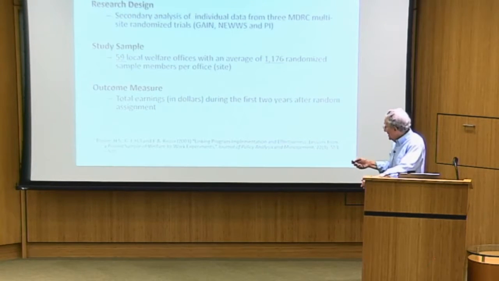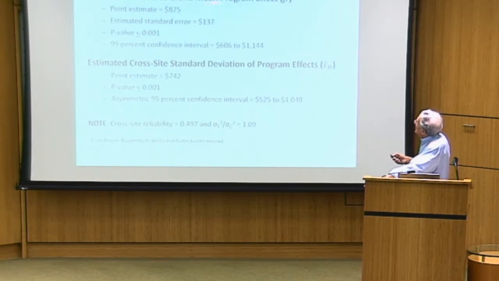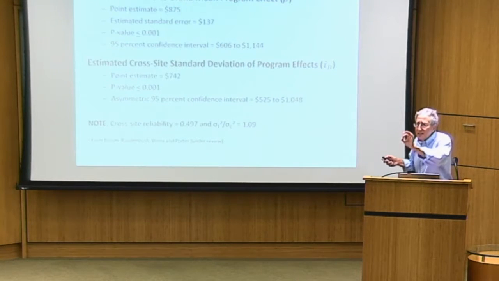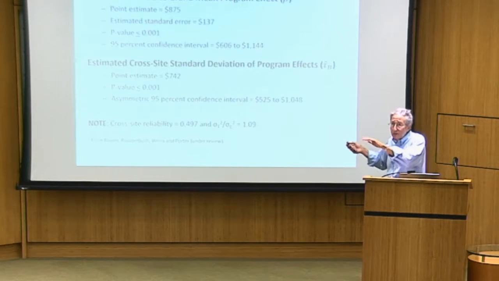So that's the outcome we're going to talk about. And so what kind of findings did we get? The estimated cross-site grand mean program effect, beta hat, the estimated cross-site grand mean of site means, was about $875. That turns out to be about 18% of the control group level. An 18% increase in earnings over 2 years is not trivial, especially for a disadvantaged population.